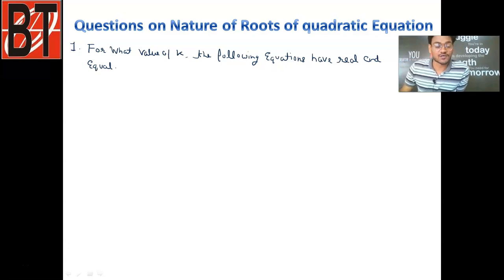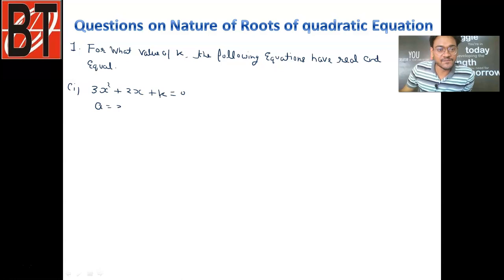Let's take the first part of this. Suppose the given quadratic equation is 3x square plus 2x plus k is equal to 0. Now students, you may observe here the value of a is plus 3, the coefficient of x square, the value of b is plus 2, the coefficient of x, and the constant term is plus k. So let's just calculate discriminant, because we know discriminant is 0.